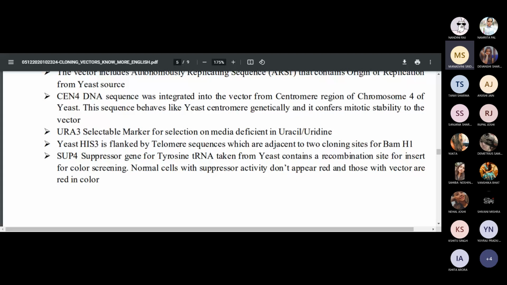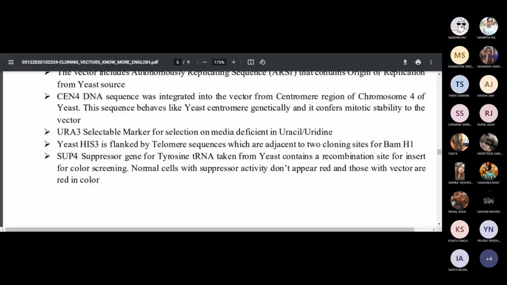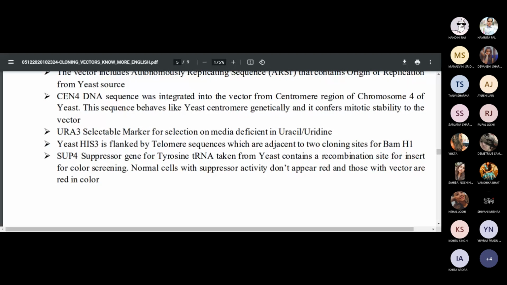Okay, so here, as you have seen, you need all the components, as the name says, it is going to be a yeast artificial chromosome. For the chromosome you need a centromere, an origin of replication, and telomeres. So these are the components of your chromosome, just the chromosome.